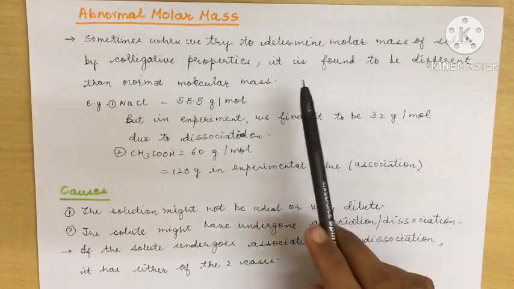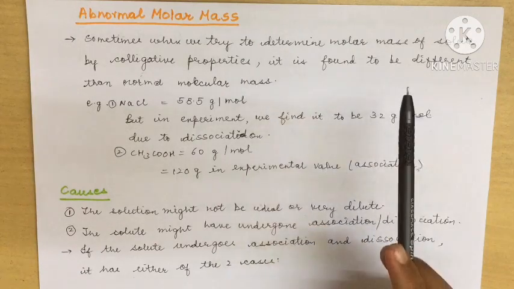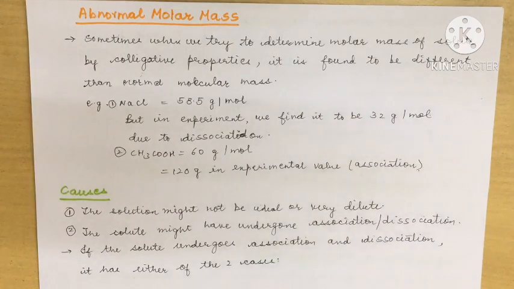And the second is we can also determine the molecular mass or the molar mass of that compound with the help of certain experiments. What happens is, in the case of some compounds, we see that the molecular mass that we have calculated with the help of colligative properties and the molecular mass that we found experimentally are different. Now this phenomenon is known as abnormal molar mass.